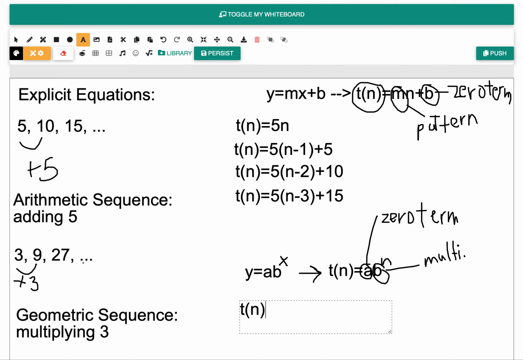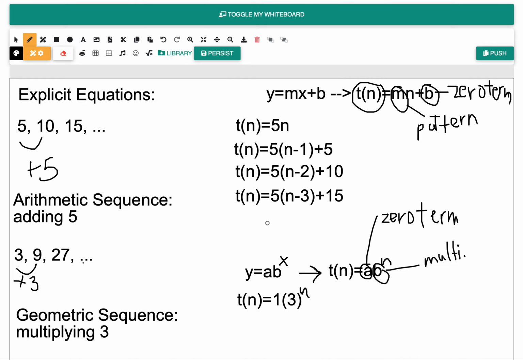T of n is equal to, if I needed to find my 0 term, because going forward I'm multiplying by 3, backwards I would divide by 3. So 3 divided by 3 is 1. So I know that my 0 term is 1. My multiplier is 3, and I'm going to take that to the power of n. And then we put it a little bit up and write it manually. So to the power of n. That's the equation that I can use, and I'm done.